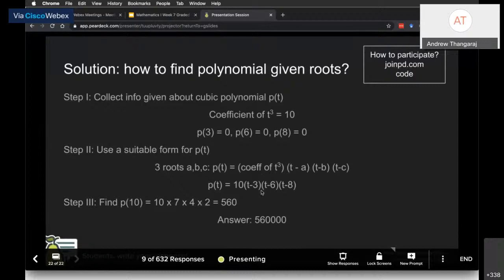So a, b, c, 3 roots are given. T minus 3 times... Oh, am I audible, Balaji? Can you hear me? Yes, sir, you're audible, sir.